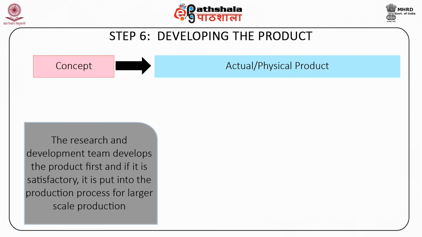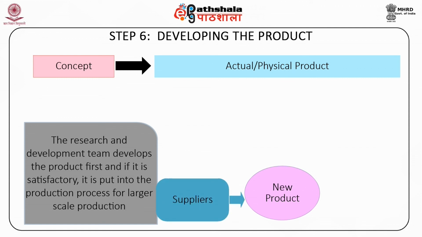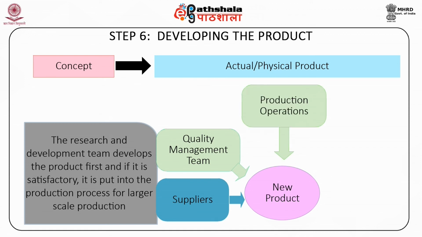This stage requires many aspects to come together seamlessly: collaboration from suppliers, involvement of the quality management team, scheduling of production operations, resource and logistic planning, and reviewing action as per plan.